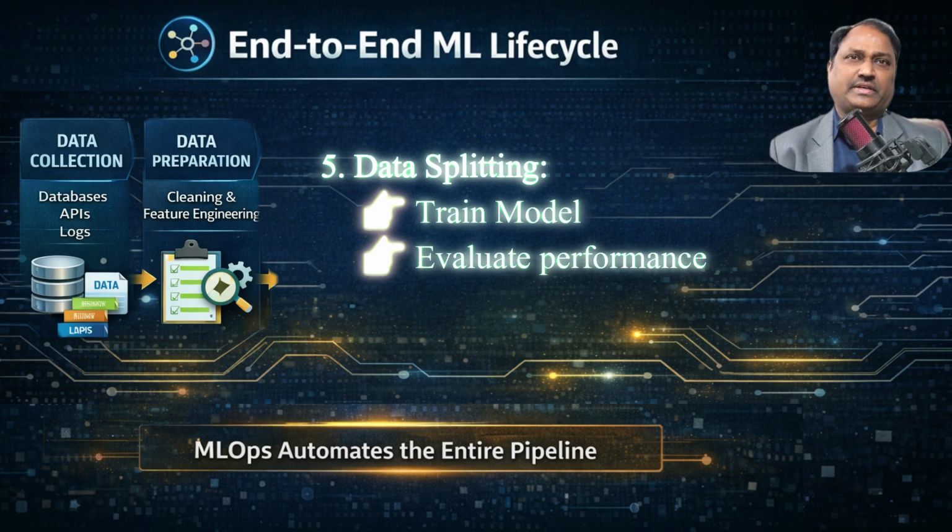Finally, we split the data into training data, which is 70 to 80%, and testing data, that is 20 to 30%. Train model. So we use training data to learn patterns and build the model. Evaluate performance. Test the model on unseen data to measure its accuracy and effectiveness. This ensures the model works well on unseen data.